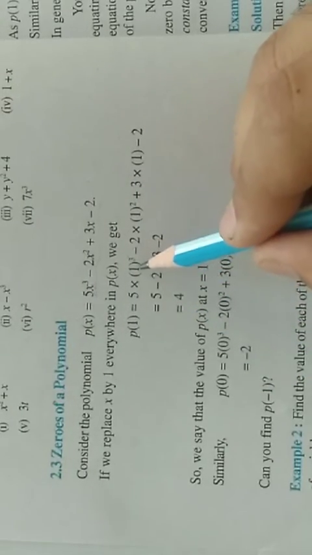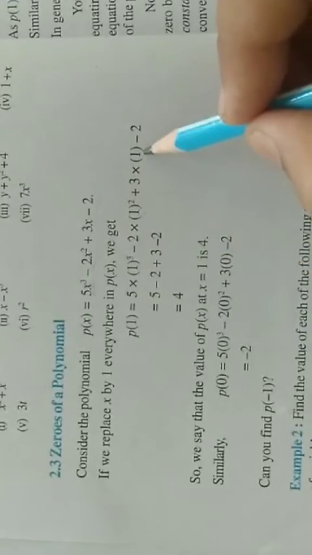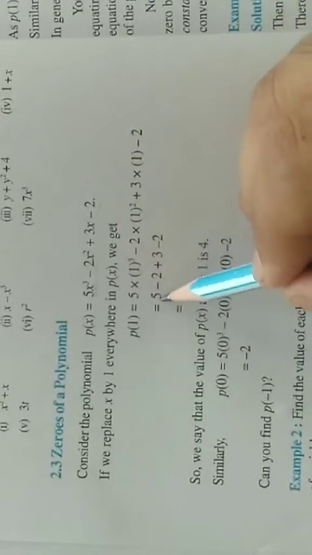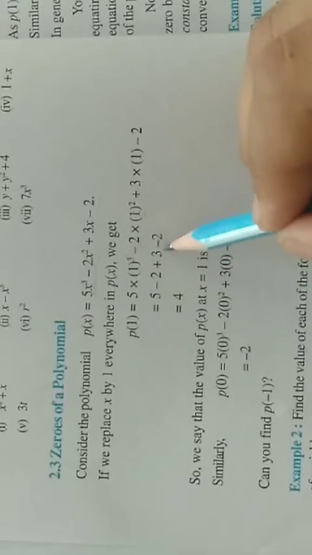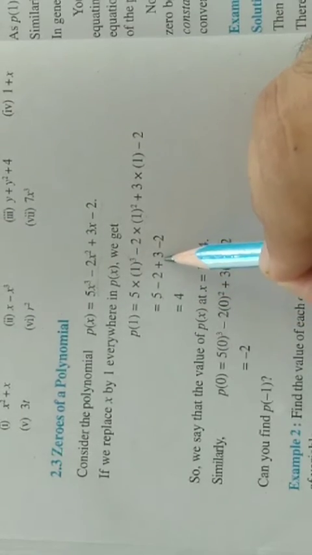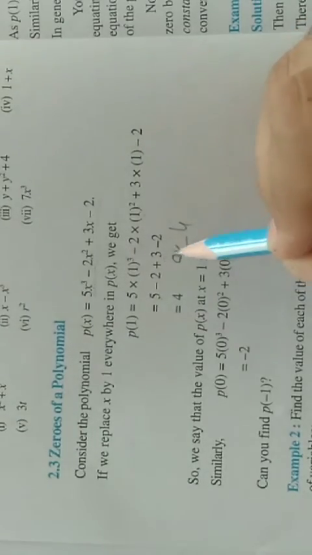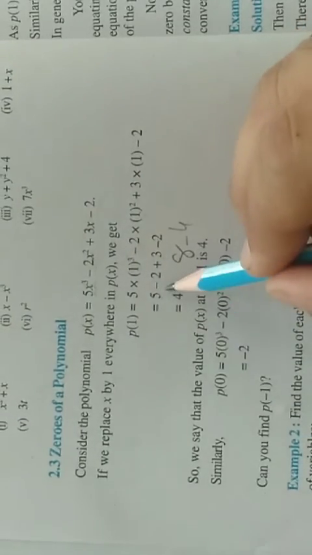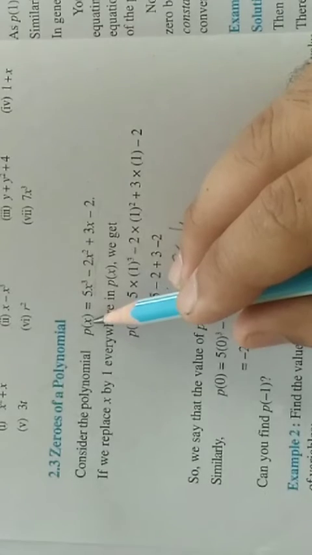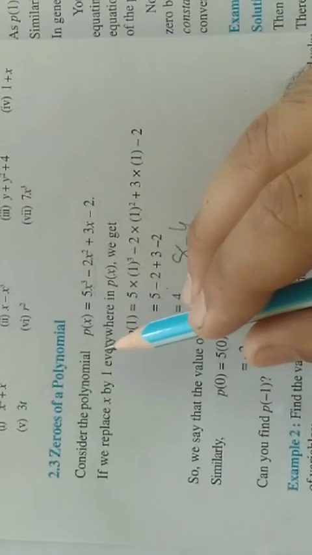1 cube is 1, 1 square is 1, and 1 is 1. Now 5 times 1 is 5, minus 2 times 1 is 2, 3 times 1 is 3, and 2 here. So let me solve this. 5 is plus and 3 is also plus, so 5 plus 3 is 8 and minus 2 minus 2 is minus 4, so 8 minus 4 is the answer. So p of x, if we put 1 in place of x, we got the answer 4. So it is not a zero of this polynomial.